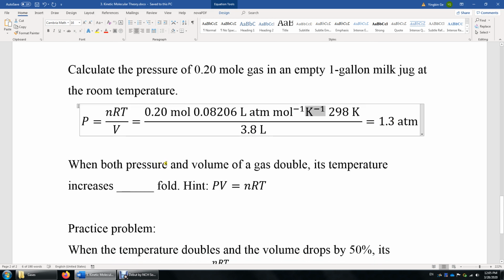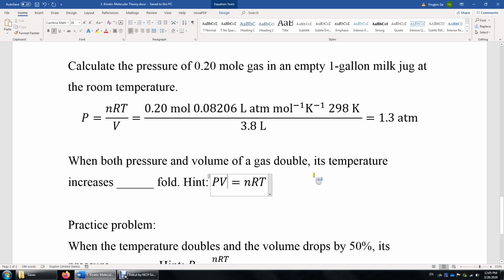Finally, another qualitative question. When both pressure and volume of a gas double, its temperature increases. I gave you this question in the previous video. This is just a review. Again, PV equals nRT. So if pressure doubles, volume doubles, temperature quadruples.